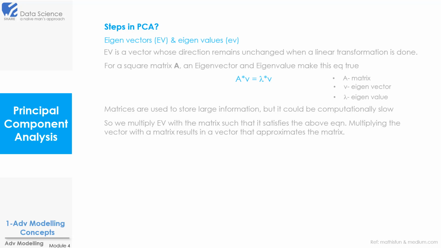Now multiplying the vector with a matrix results in a vector that approximates the matrix. So the idea of eigenvector here is that we get a vector which is computationally more efficient than a matrix, and we are also able to approximate the whole matrix. Now eigenvalue is the scale of the stretch. So 1 means no change, 2 means doubling in length, and -1 means pointing backwards.